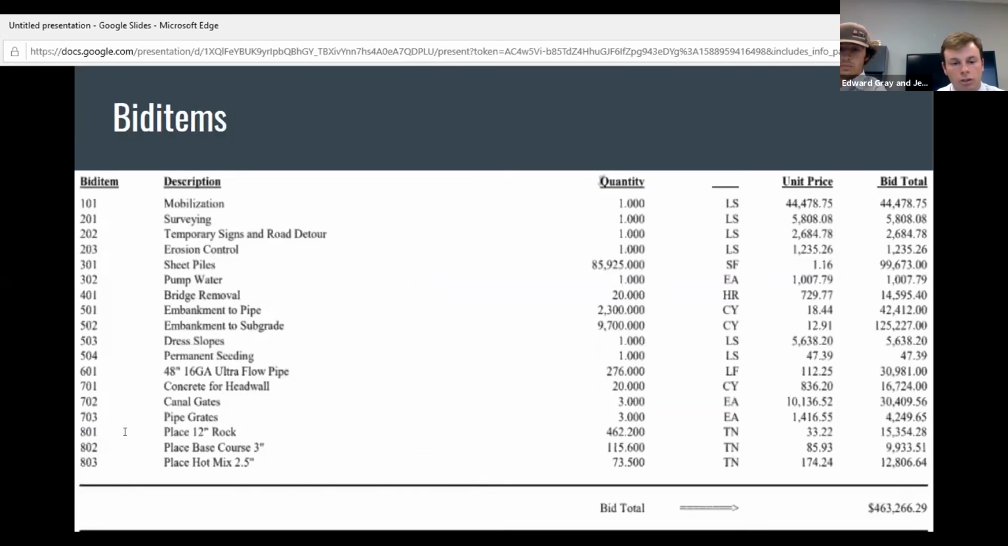And then here's our bid items, which shows all the main items from our project. As you can see, the majority of our costs came from our sheet piles, which were expensive, and then our dirt. We ended up bringing in 12,000 cubic yards of dirt for our project, and our total bid price ended up being 463,000, just shy of 500,000.